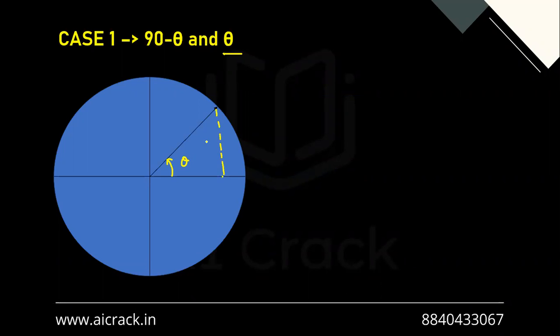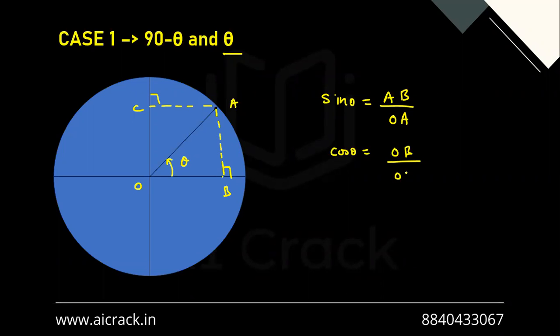Now we'll do a simple construction for this. These are perpendiculars. Let's call this O, this is A, let's say this is B and this is C. Now based on our previous understanding, we can clearly see that sine theta is nothing but AB by OA and cos theta equals OB by OA, right? Now, since OAB is a right angle triangle, this angle is 90 minus theta.